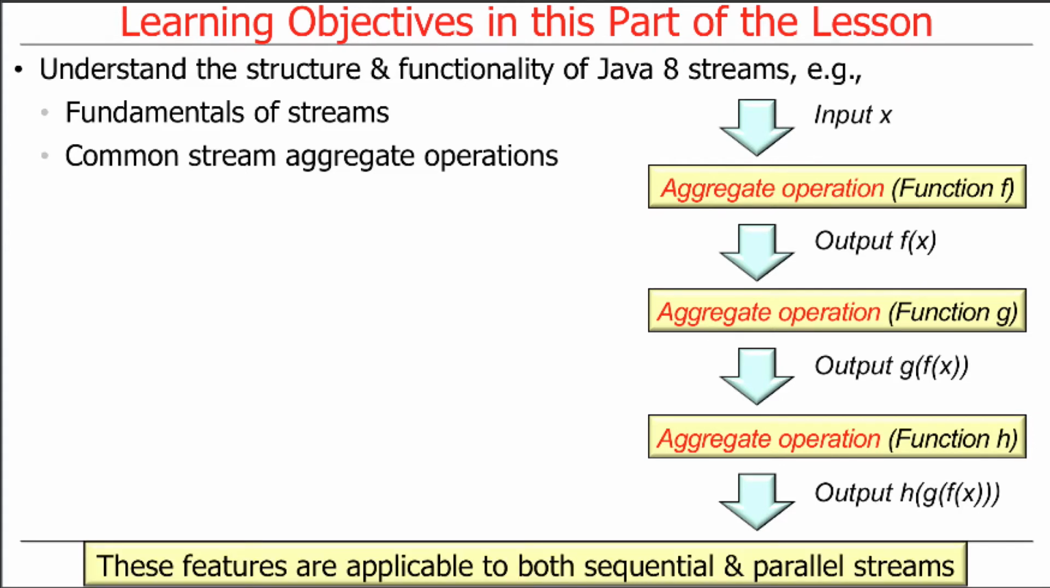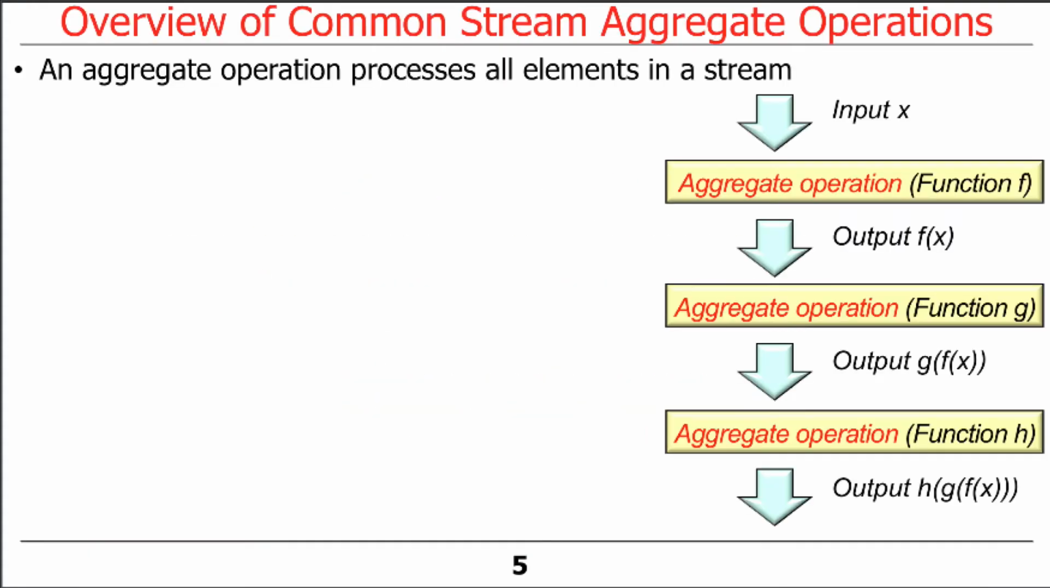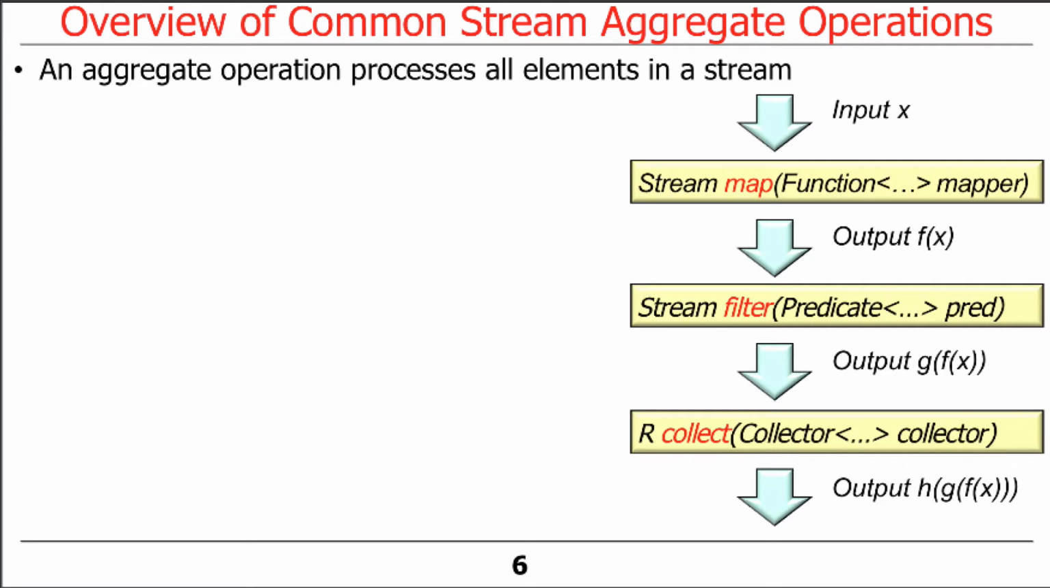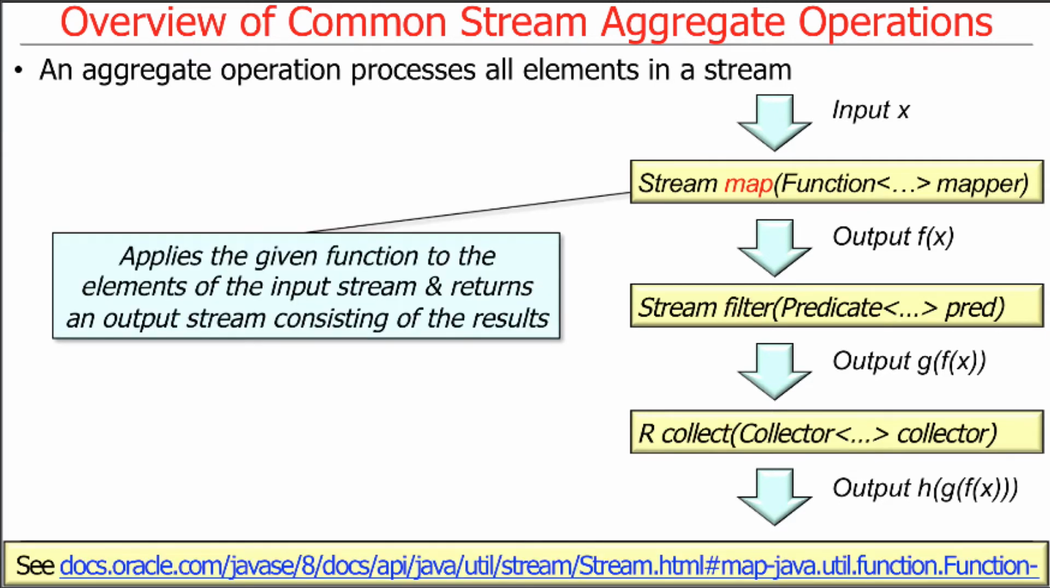The features we're about to talk about apply to both sequential and parallel streams. So what you learn here will be transferred when we start talking about parallel operations. Recall that an aggregate operation is used to process all the elements in a stream. Here are some examples. We might have input that comes in, and we might apply various aggregate operations to that input. The first method we're going to look at is called map.